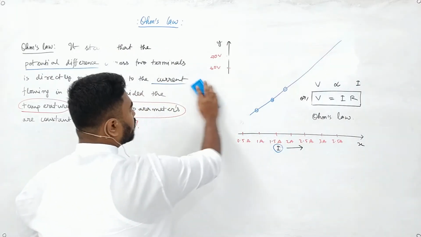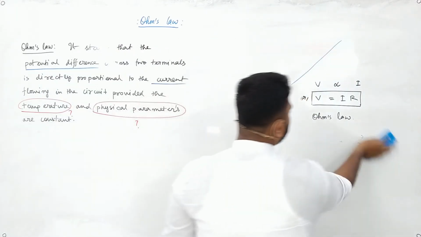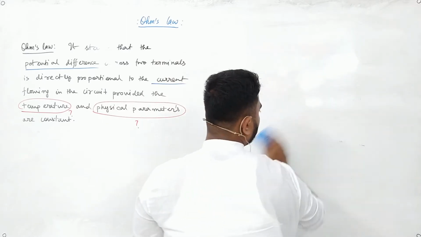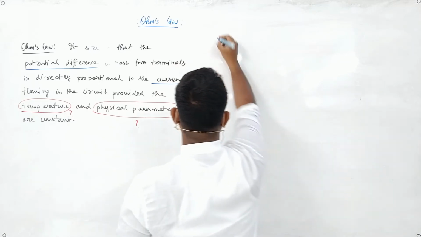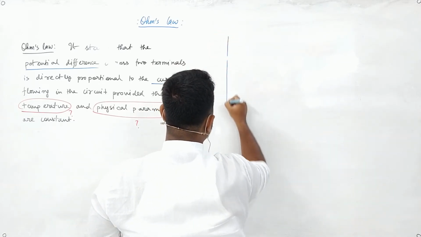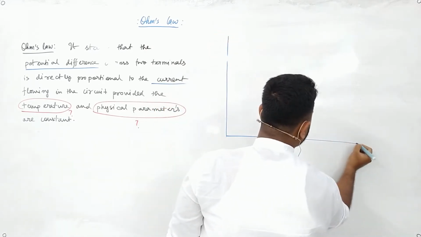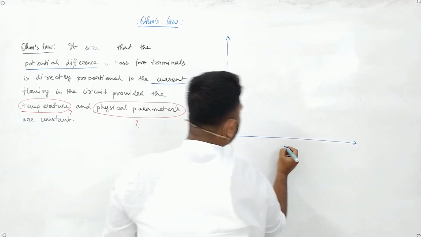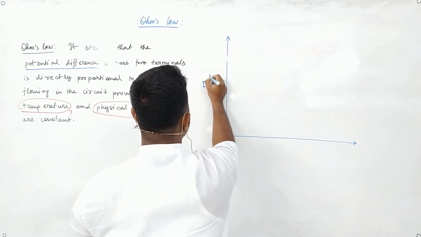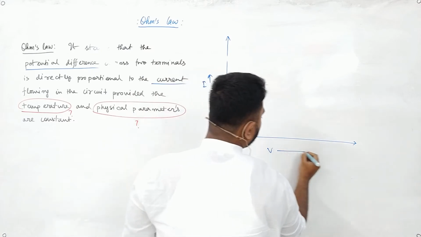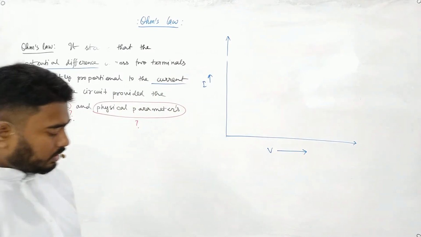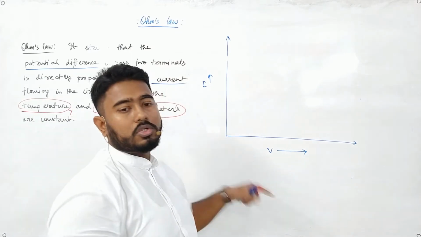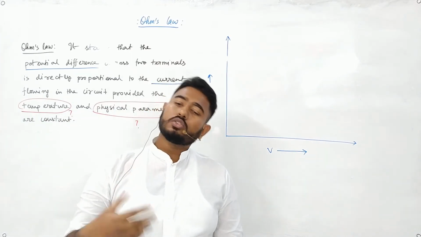Now in some books you will find the diagram to be like this, as there will be I in this direction, there will be V in this direction. Is that clear? See, as V is proportional to I, I will also be proportional to V.